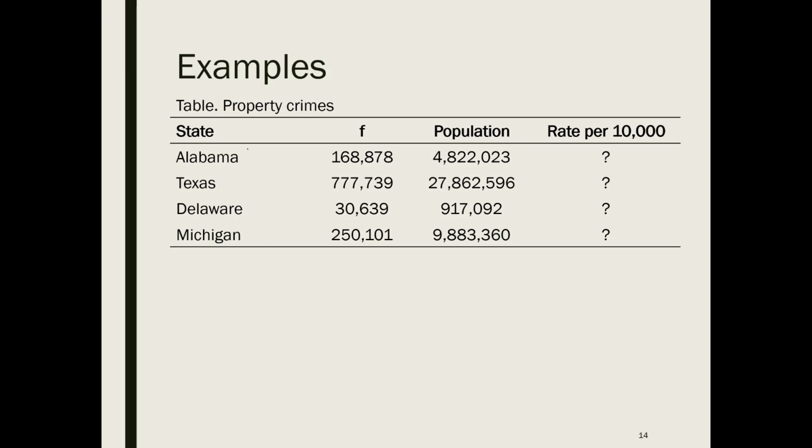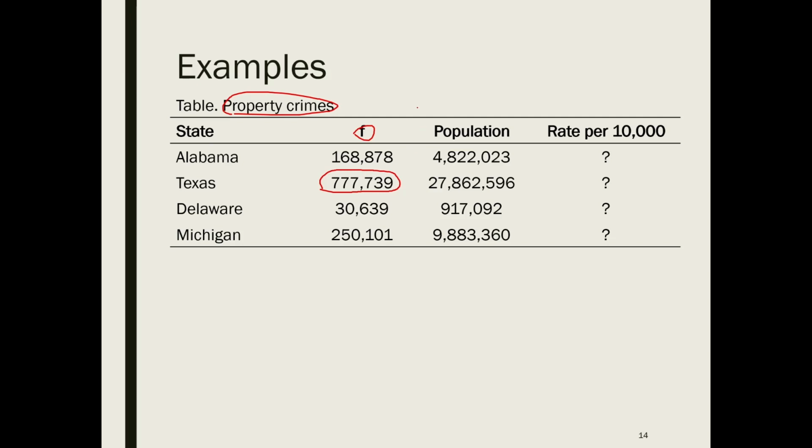So if you take a look at the four states, Alabama, Texas, Delaware, and Michigan, and take a look at their frequency of property crimes, you can see Texas, wow, has lots of property crimes. It's even more than the sum of the other three, right? If you add the other three together, it's even less than half of Texas. So the question is, does Texas really have a very serious property crime problem among those four states? The answer could be yes, or the answer could be no, right?